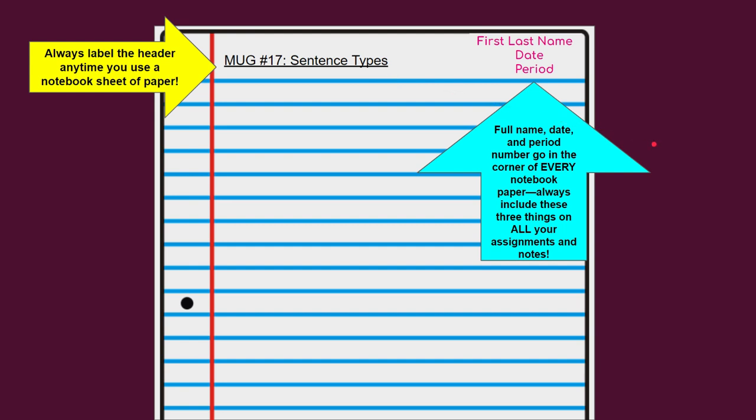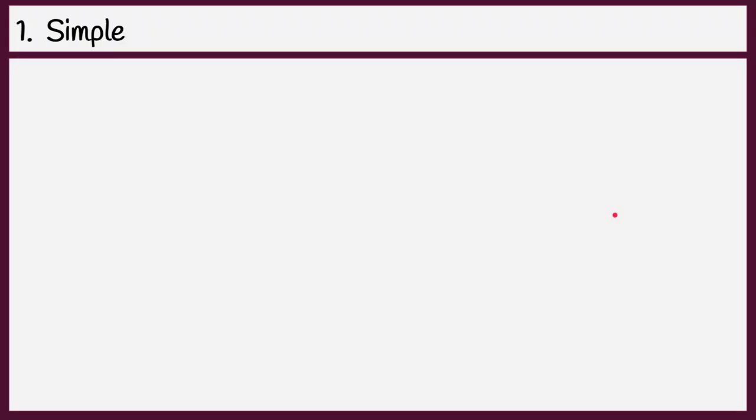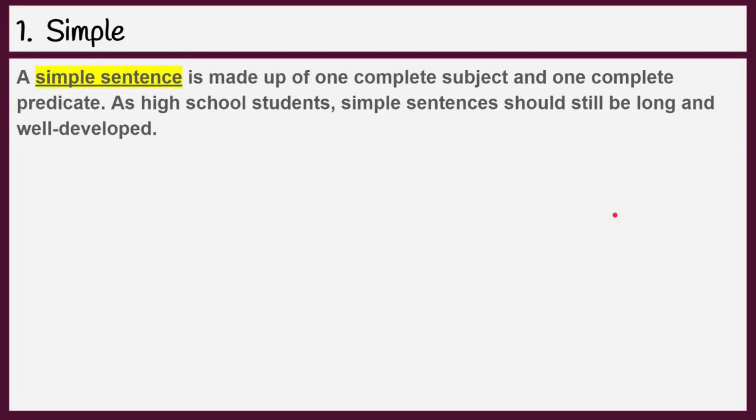Previously we talked about sentence errors, in which we addressed fragments, run-ons, and comma splices. Today we move on to different types of sentences that can be created using proper punctuation. So simple sentences are up first.